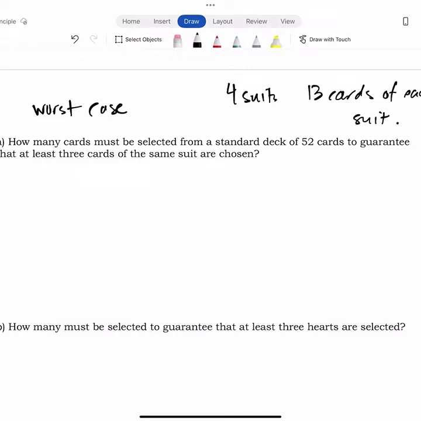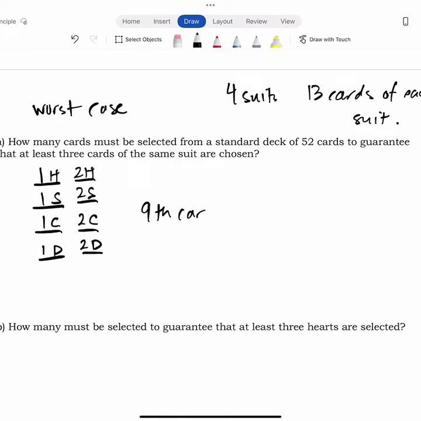So this says how many cards must be selected from a standard deck to guarantee that at least 3 cards of the same suit are chosen. Well, what would be the worst case? The worst case would be I get 1 card of each suit. So 1 heart, 1 spade, 1 club, 1 diamond. And then on my second try, I get a second heart, a second spade, a second club, and a second diamond. Now on the 9th card that I pick, I have to get 3 of 1 suit.